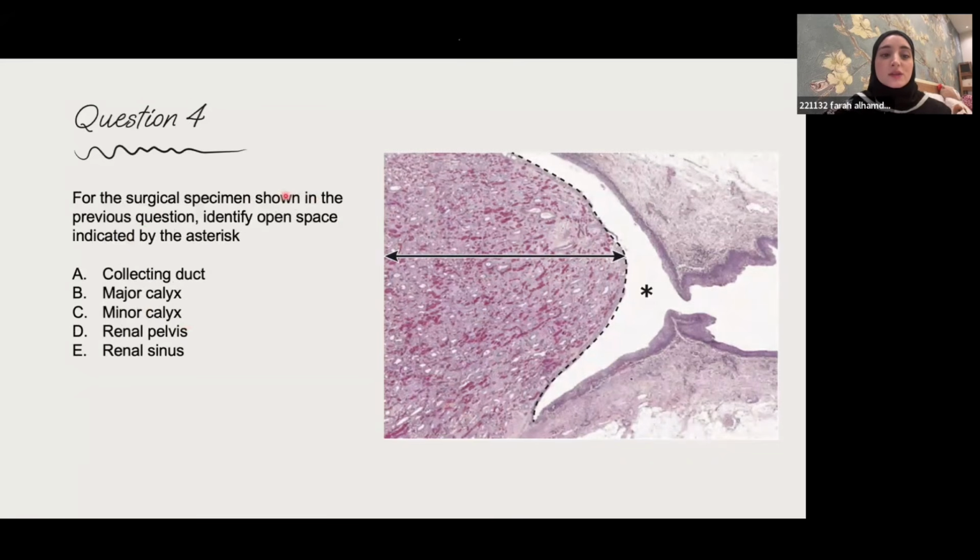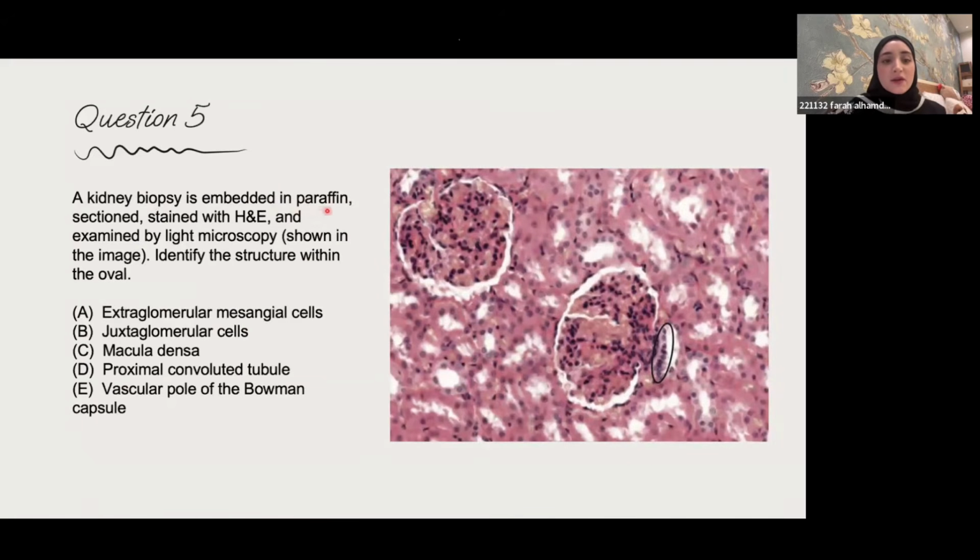Okay, for the surgical specimen shown in the previous question, identify the open space indicated by the asterisk. What is this open space? Funnel shaped. Minor calyx, yes. A kidney biopsy is embedded in paraffin, sectioned, stained with hematoxylin and eosin, and examined by light microscopy. Identify the structure within the oval. The structure within the oval, this one.